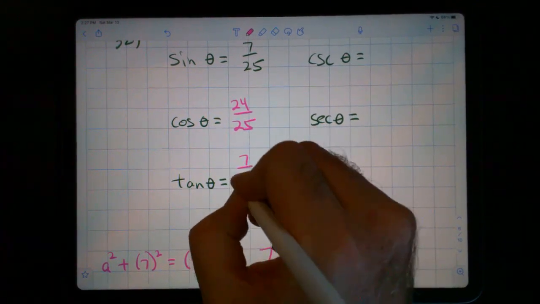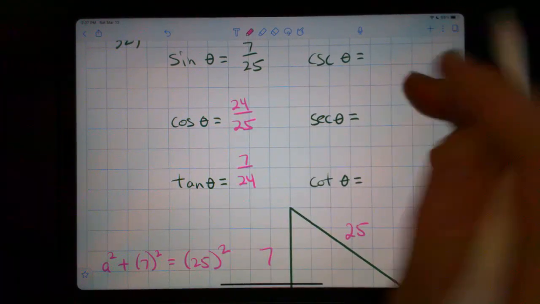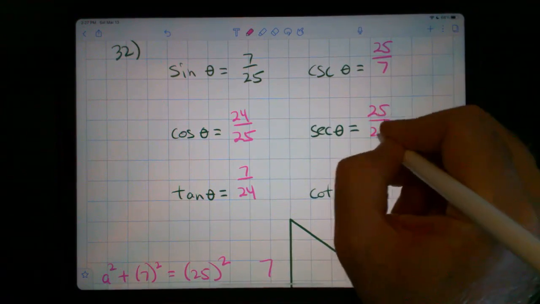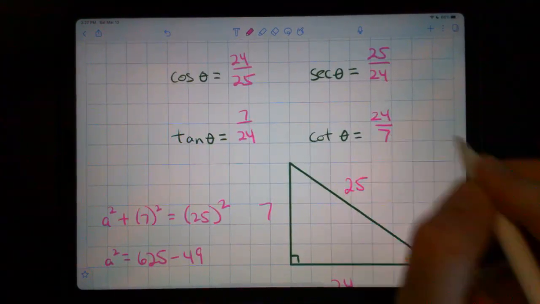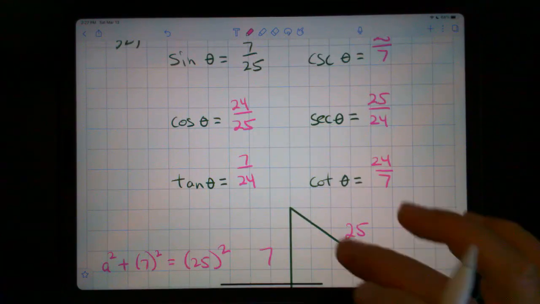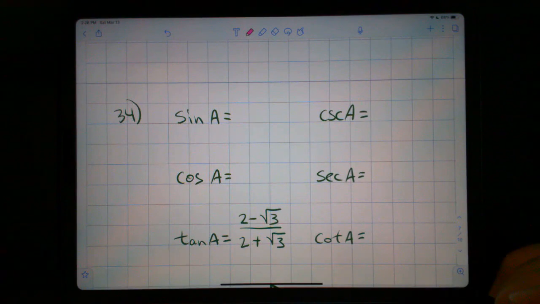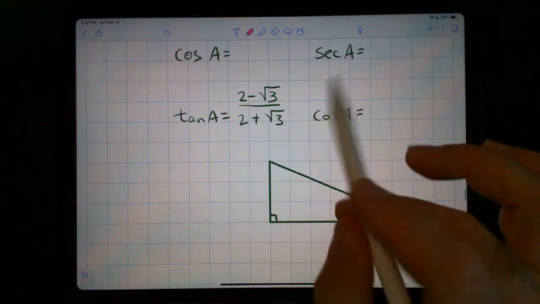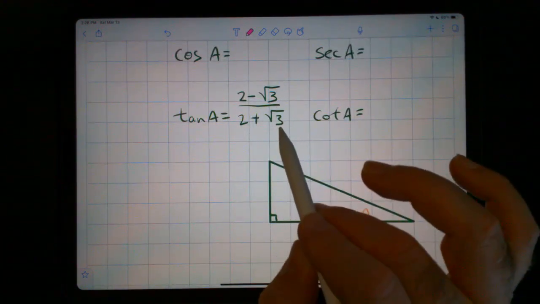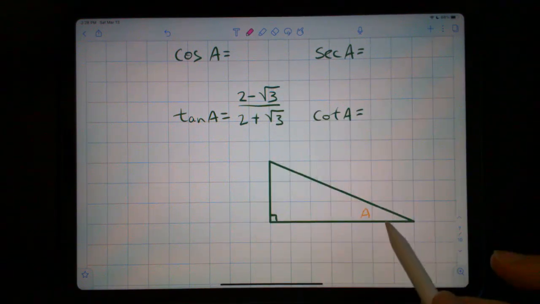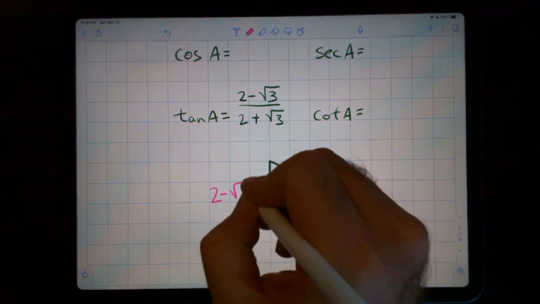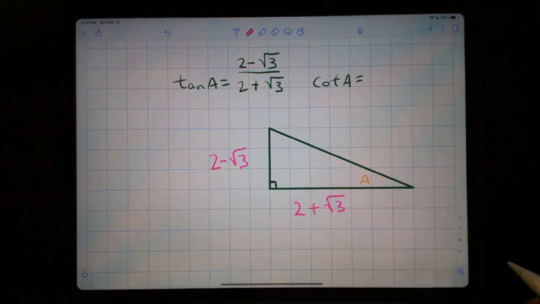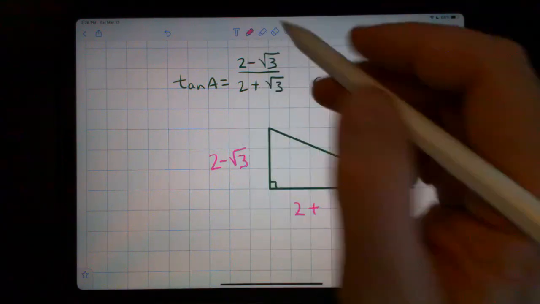Tangent is sine over cosine. And then these are the reciprocals. All right. Tangent is your y over your x, your sine over your cosine. The opposite over adjacent. So if that's the angle A given, we need the opposite over adjacent. And then to find the hypotenuse, we can use the Pythagorean theorem.